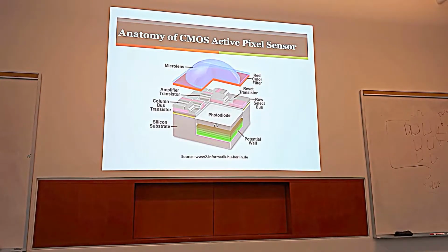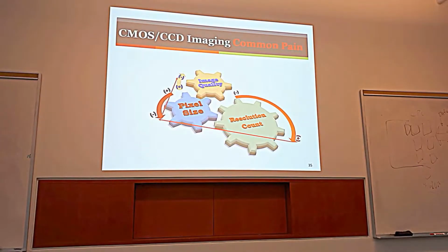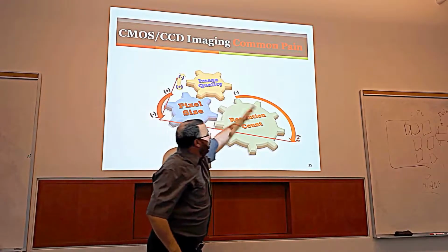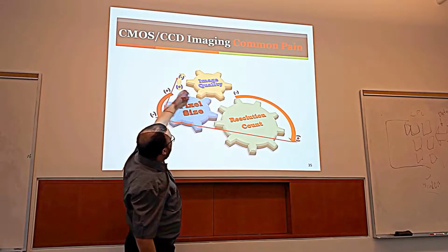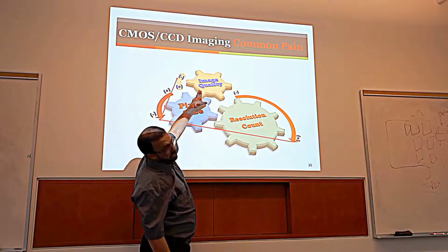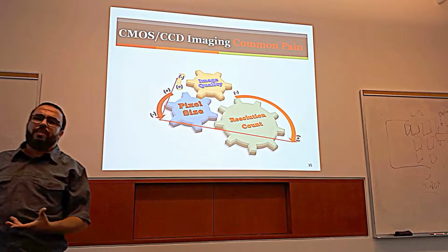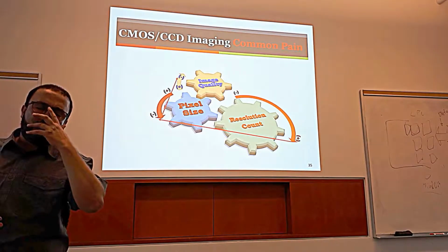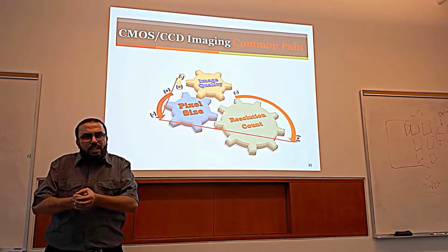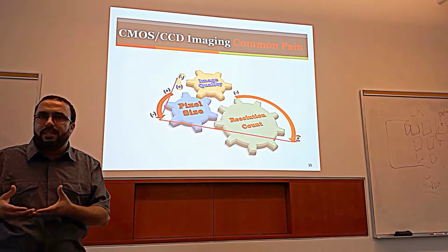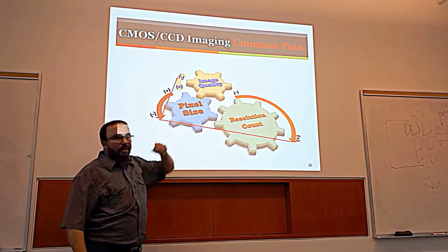This is the standard APS, active pixel sensor. By increasing the resolution count, the number of pixels, we have to decrease the pixel size. And by decreasing the pixel size, we compromise the image quality. Why? Because a pixel is like a bucket for the photons, where you do the photoelectric effect. As the bucket shrinks, the amount of rain or water inside that bucket decreases. So you compromise the image quality.